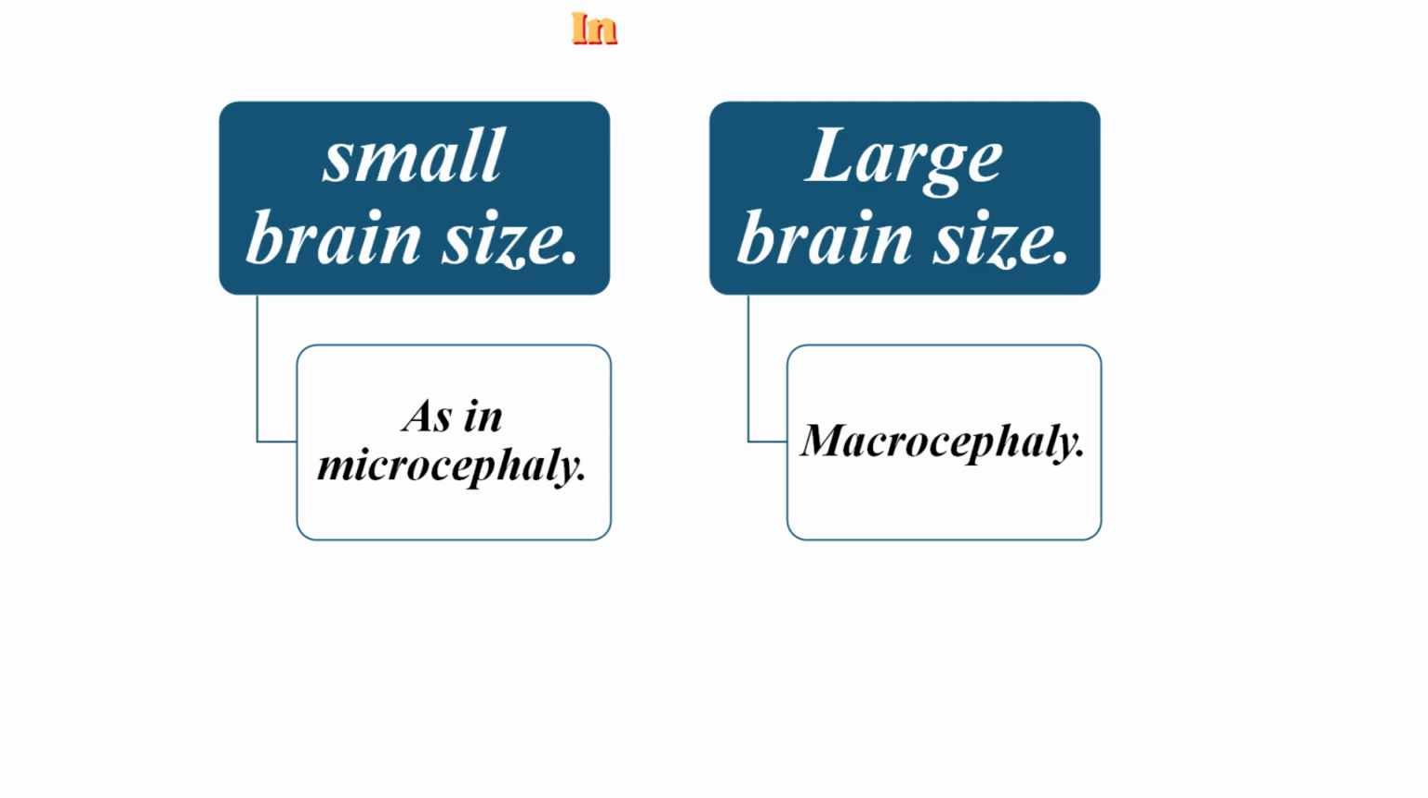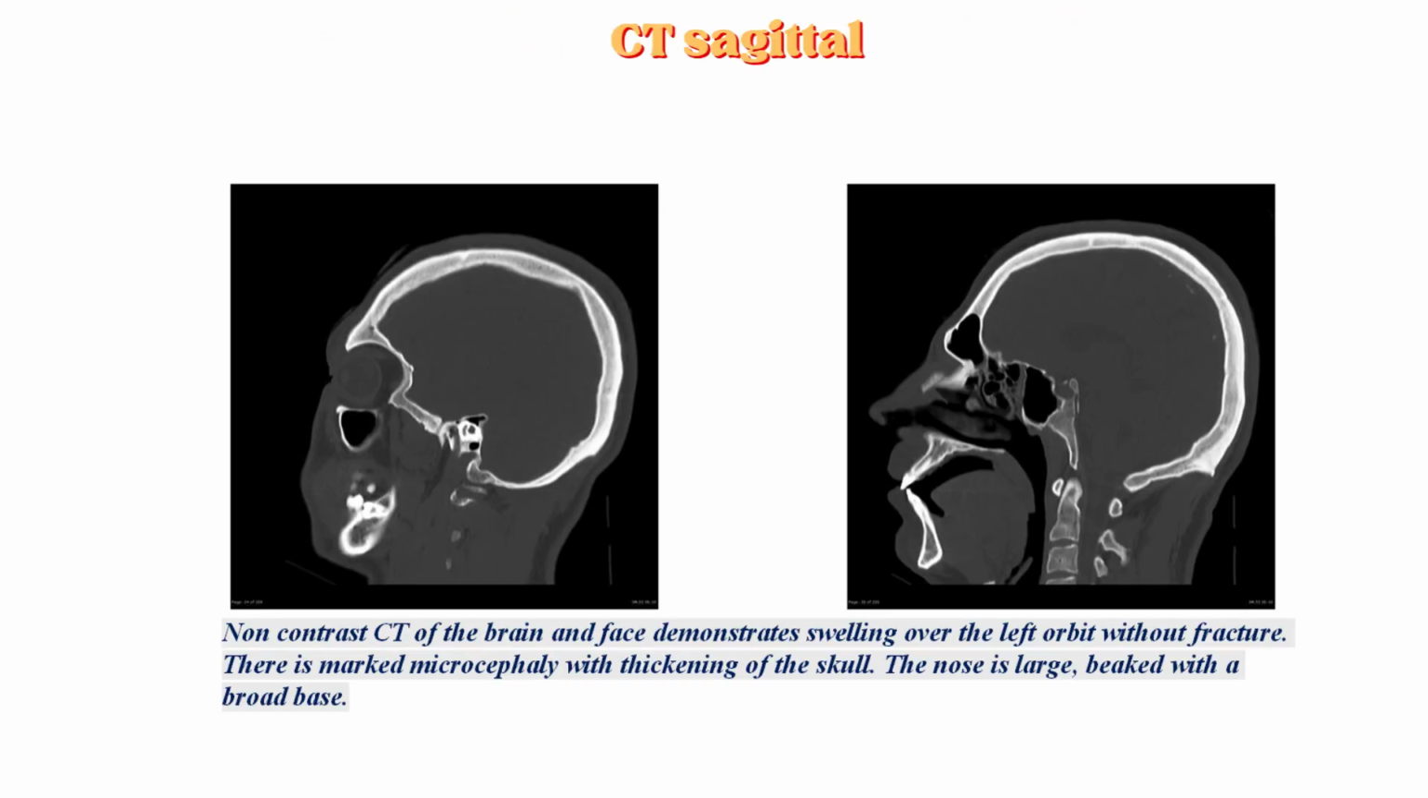Hi, everybody. In this video, we try to differentiate between microcephaly and macrocephaly using radiology, as they are causing severe doubt regarding diagnosis. Here, we have two CT sagittal images of the skull, the first one at the level of the left orbit, while the second image is at the level of the sphenoid sinus, revealing marked microcephaly with thickening of the skull.